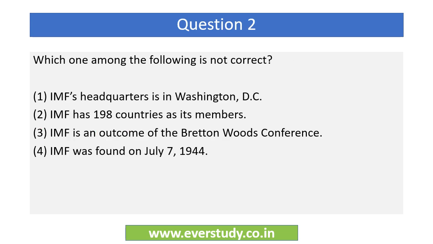Now let's move to the next question. Which one among the following is not correct? Options are: IMF's headquarters is in Washington DC. IMF has 198 countries as its members. IMF is an outcome of the Bretton Woods Conference. IMF was founded on July 7th, 1944.